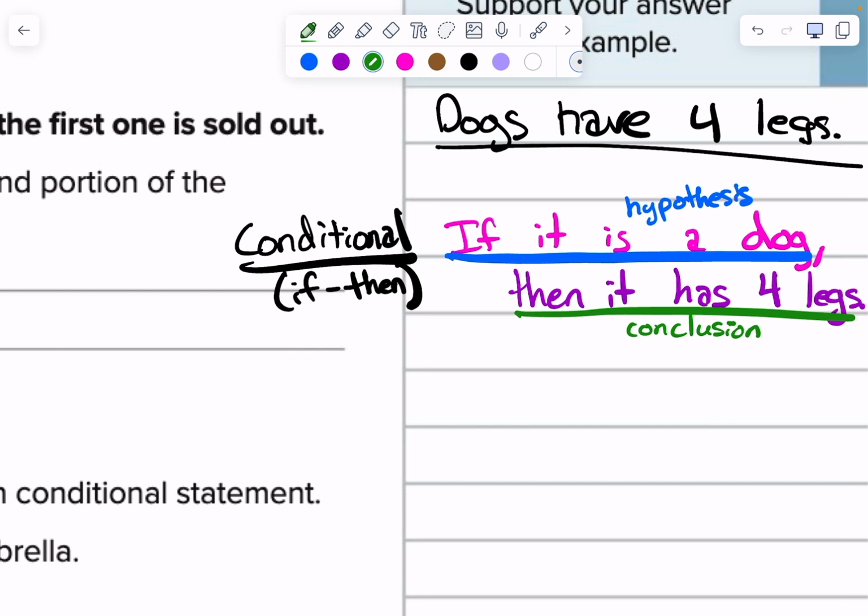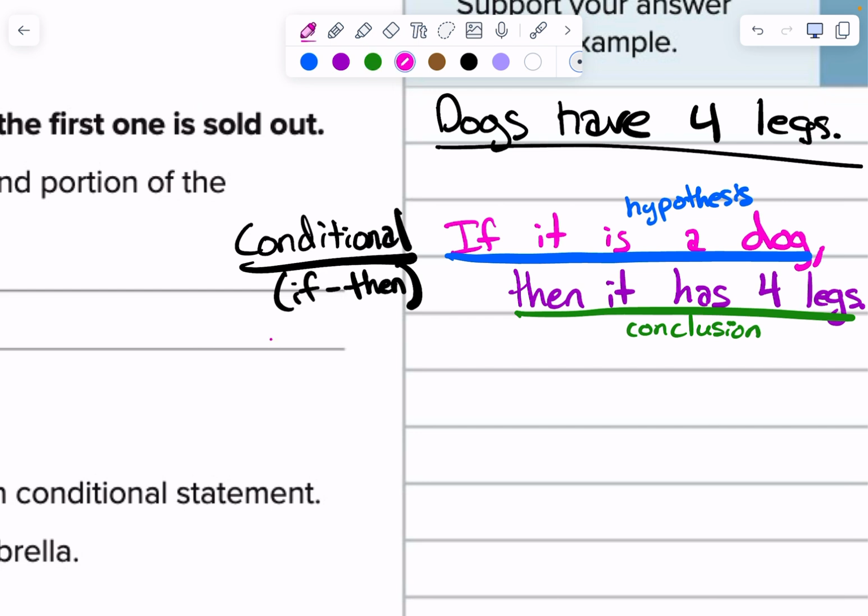All right, I'm going to write a conditional in symbol format. You will use logic and reasoning in the real world. Yes. Okay. All right. This conditional I'm going to write in symbol format.